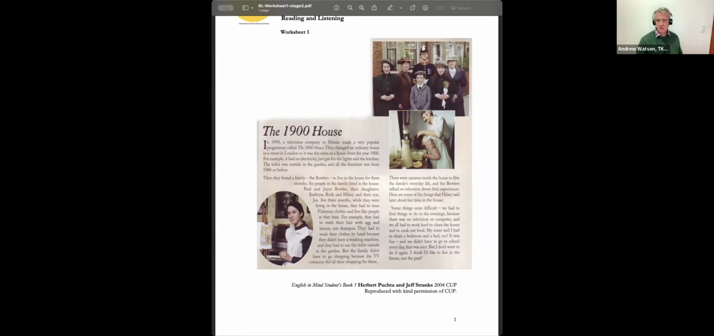Interesting ideas. Other groups, did you have any other ideas for the tasks that could be done with this text?